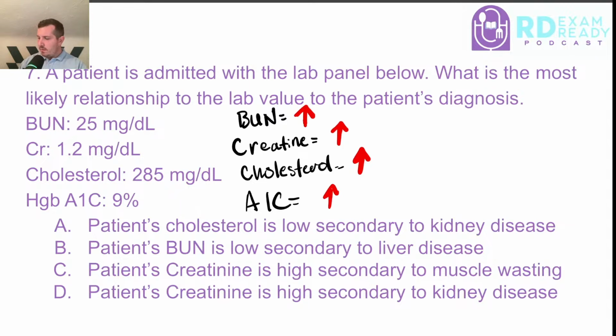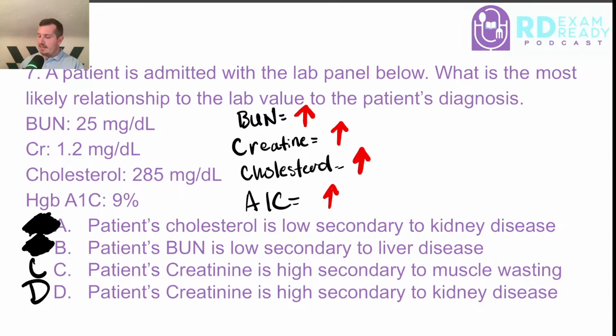Okay. So then I'm going to write A, B, C, and D here and see which fits the relationship of the lab to a disease. A, patient's cholesterol is low, secondary to kidney disease. Well, right off the bat, based on that interpretation of the labs, I know their cholesterol isn't low. So I don't have to go any deeper there. A is out of here, folks. B, patient BUN is low, secondary to liver disease. Well, right off the bat, once again, BUN is not low. And with liver disease, we'll talk about that in the answers, but even still, I don't feel like the BUN is low. I feel like it's actually high.